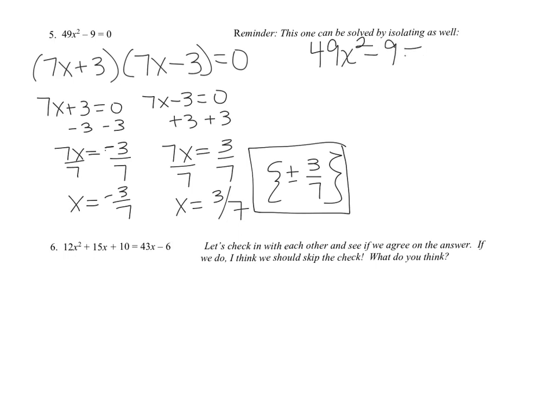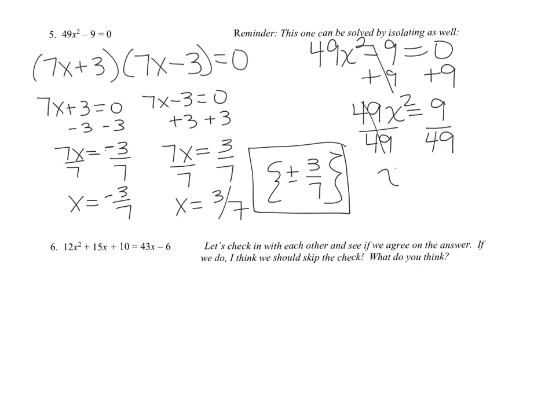So I'm going to rewrite the problem. And now if I'm going to isolate the variable, you're going to add 9 to both sides. The reason we can do this is because we just have an x squared. So now I have 49x squared is equal to 9. And then I'm going to divide everything by 49. And then I have a fraction. I have that x squared is equal to 9 over 49.